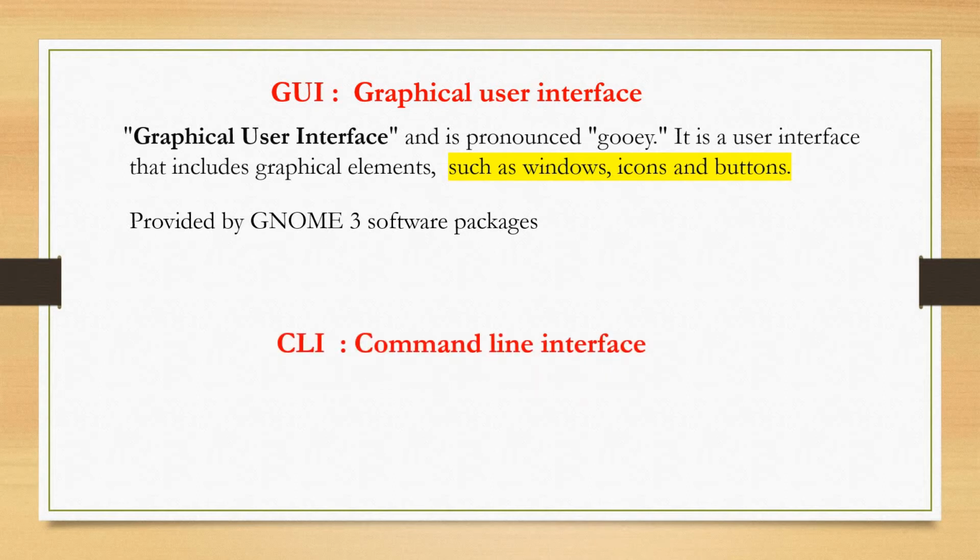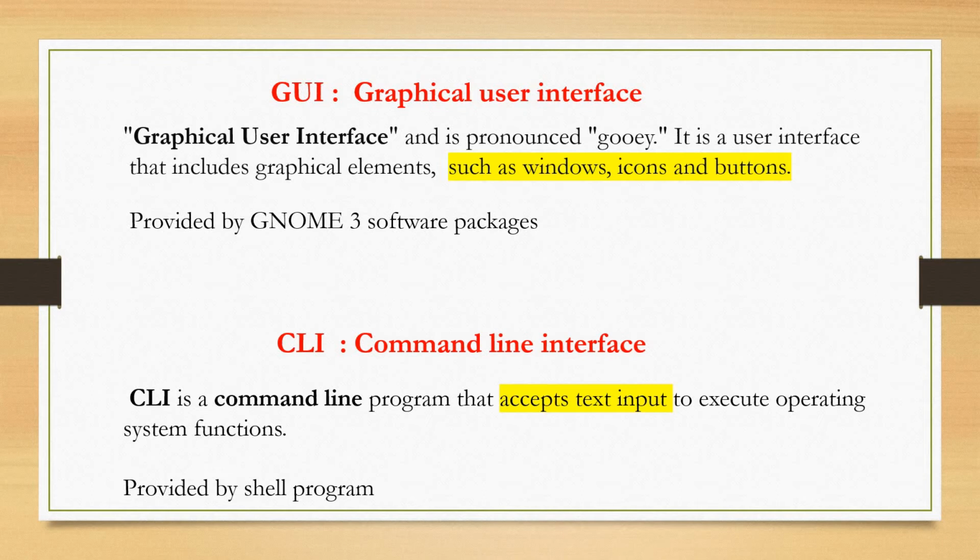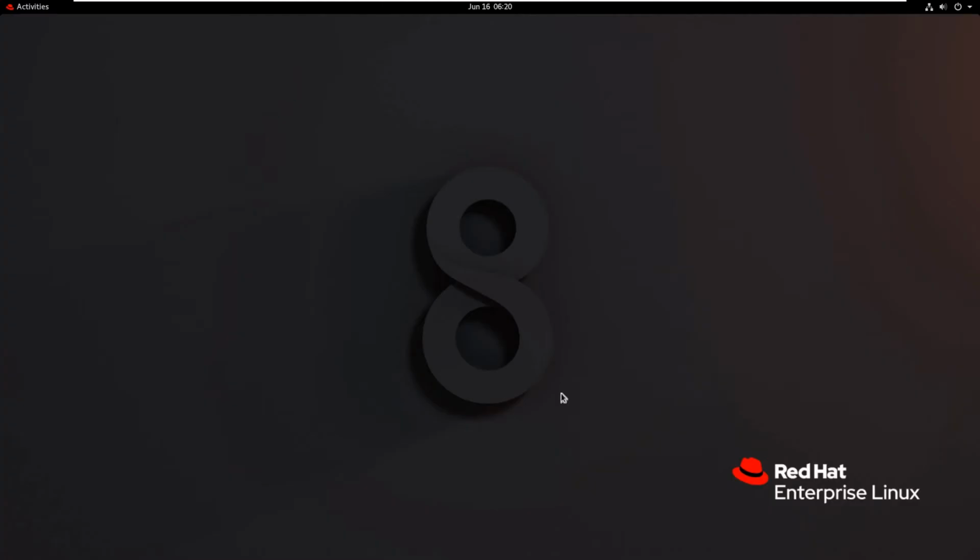Now, the second interface is the command line interface. The command line interface is also known as the text-based interface. The CLI is a command line program that accepts text input to execute operating system functions. The command line interface is provided by the shell program. Shell is a program that provides you the command line interface. The shell interprets the command and executes it in your system. We will work on both interfaces so you will get a clearer idea of what the command line interface is and what the graphical user interface is.